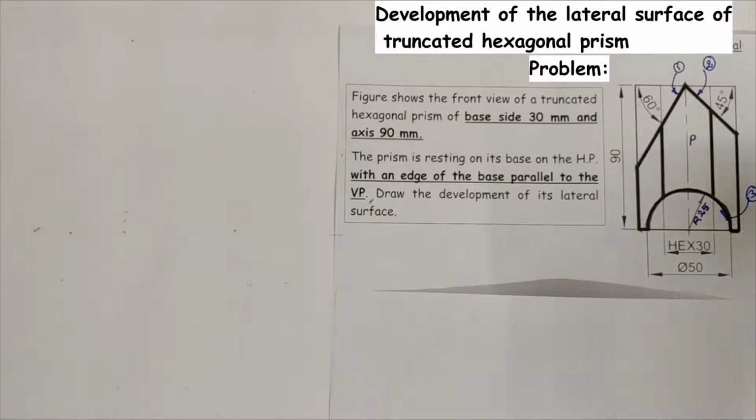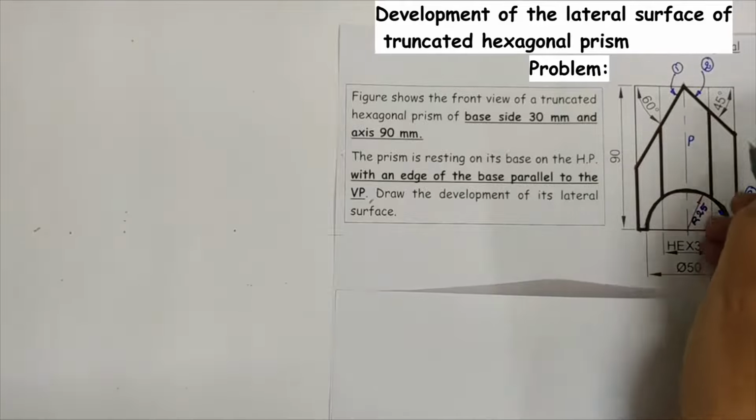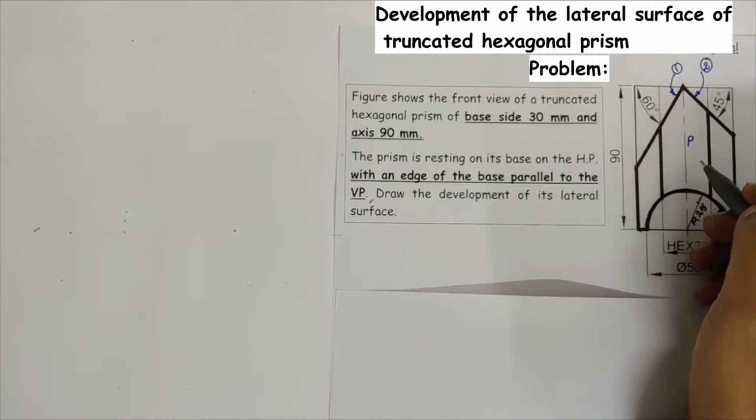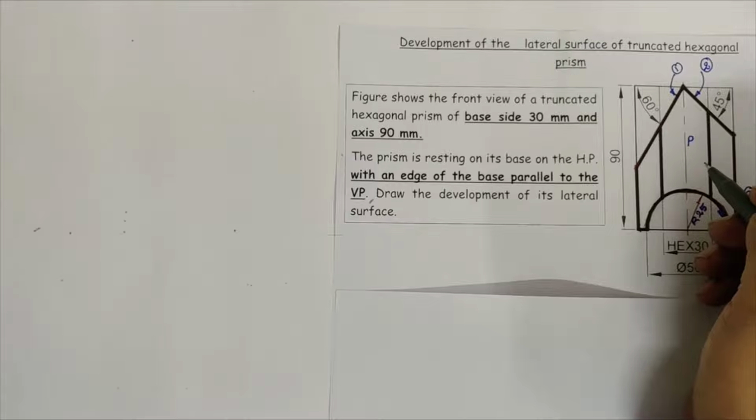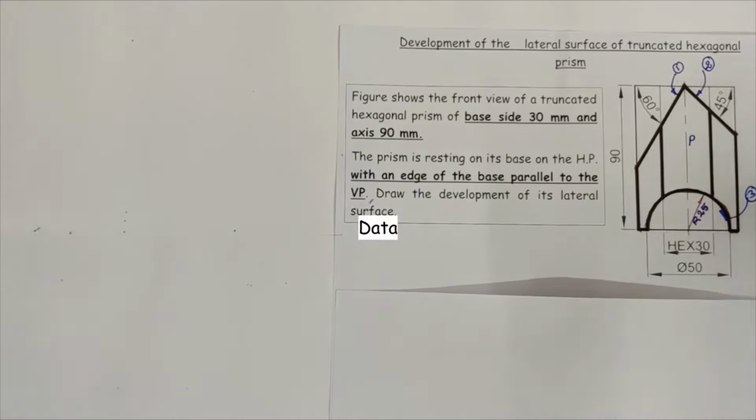Again I am saying, here our objective is to develop the lateral surface of part P portion of a hexagonal prism. For that, we are going to use the parallel line method, and it is also called the stretch out line method. Now we are going to write the data related to the given problem.